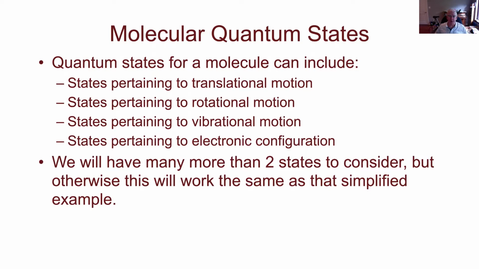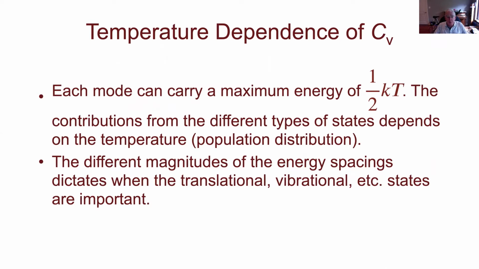We're going to have a lot more than 2 states, and so we're not really going to want to find our summations by just summing up all the terms, right? So we're going to have to be a little bit more clever and do some math in order to get to our partition functions. Before we do that, I want to talk a little bit about the temperature dependence of the heat capacity, because it's a good lead-in to how this is going to play out. Right? Each mode, each type of motion that our molecule has can carry a maximum energy of 1/2 kT.